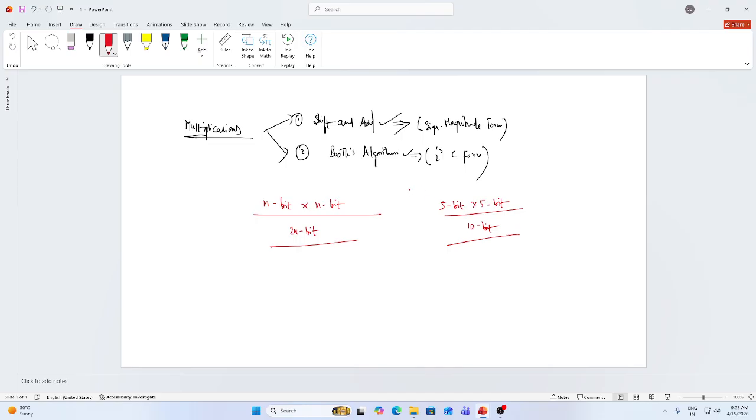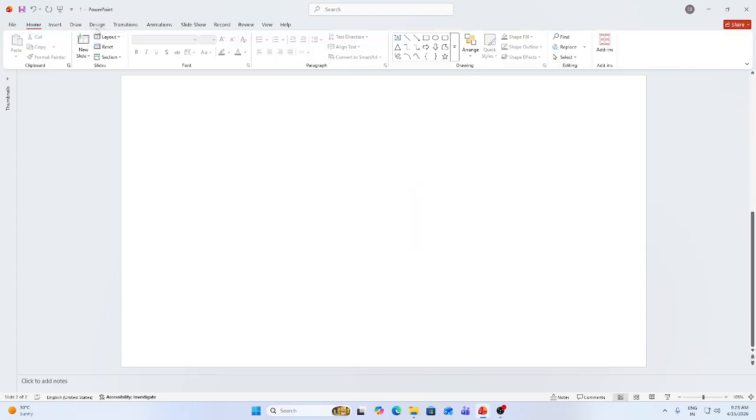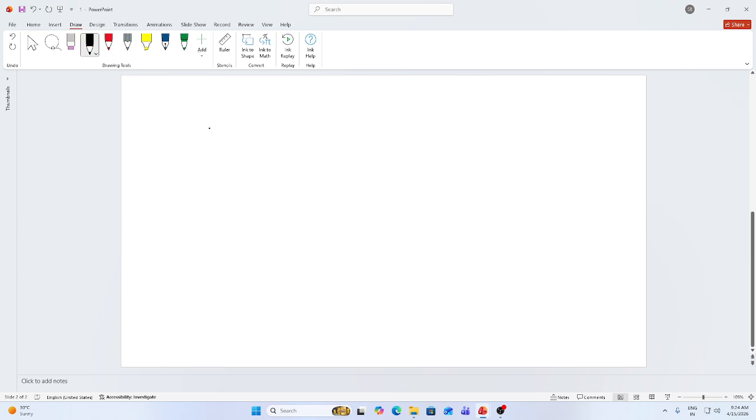As per the terminology, one number is called the multiplicand and the other number is called the multiplier. To understand this in a better way, first let us see the pen and paper method which we follow to do multiplication, and then we go for the shift and add method.